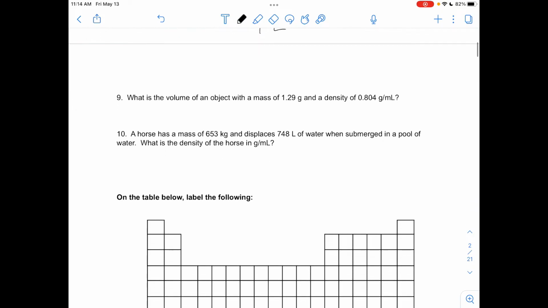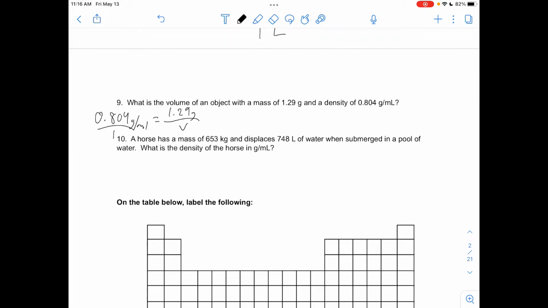Okay, next problem. What is a volume? It's another density problem. So 0.804 grams per mil is equal to 1.29 grams over volume. Okay, again, I'm going to cross multiply to figure out the volume since volume is in the denominator. So it's going to be 1.29 grams is equal to 0.804 grams per milliliter times V.